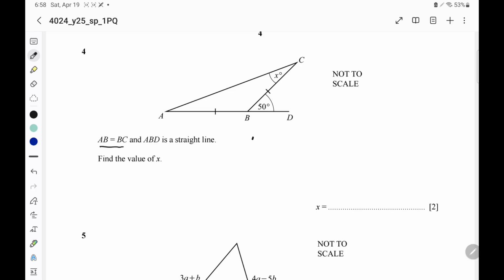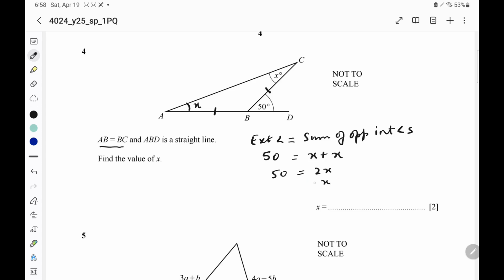So you know that the exterior angle is equal to the sum of the opposite interior angles. We can use two ways in this question, I'll tell you. Opposite interior angles: if these two sides are equal, each angle is x. So the exterior angle 50 equals x plus x. Then 2x equals 50. Then x will equal 50 over 2, which equals 25. So 25 is the answer.